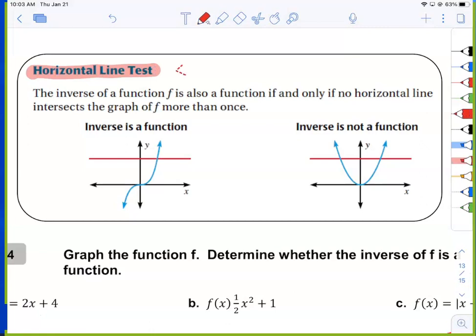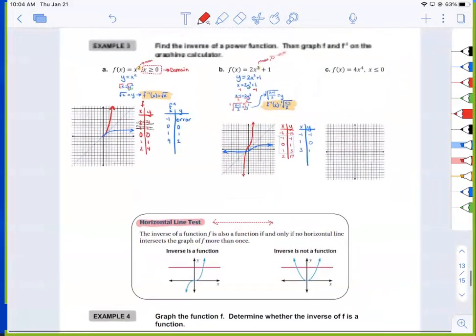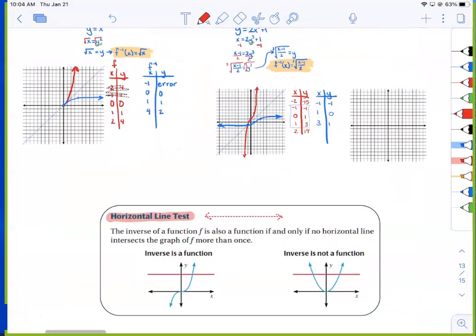And again, horizontal line, think of the horizon where the sun rises, right? It's that side-to-side line. So this says that the inverse of a function f is also a function if and only if no horizontal line intersects the graph of f more than once. So if we look at those 2 examples above, these both pass the horizontal line test, the original red function. So obviously that blue function would pass the vertical line test. So that's going to be our shortcut here, is that you're just going to graph the original function and see if it passes the horizontal line test.